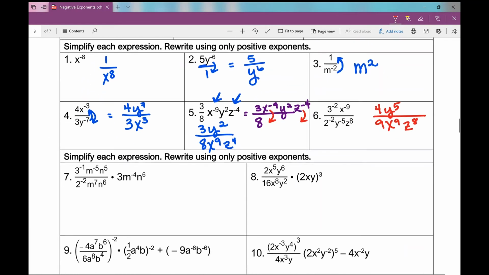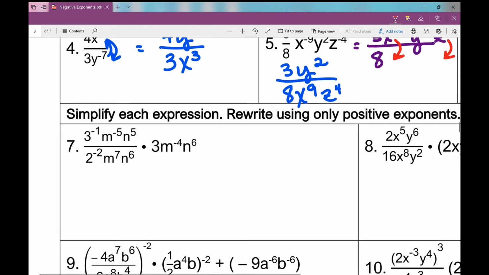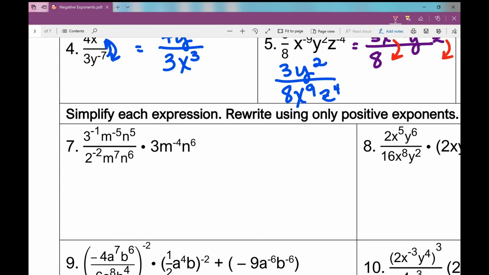So in our next section, we're actually going to be using all of our exponent rules that we've learned thus far, the product rule, the power rule, the quotient rule, and some of those might involve negative exponents, so we need to remember our integer rules. So let's look at this first one, number 7. The first thing I want to do is rewrite these numbers right here. 3 to the power of negative 1, well, what's that going to be? That's going to be 1 over 3. So that 3, I move it to my denominator, and I simplify it.